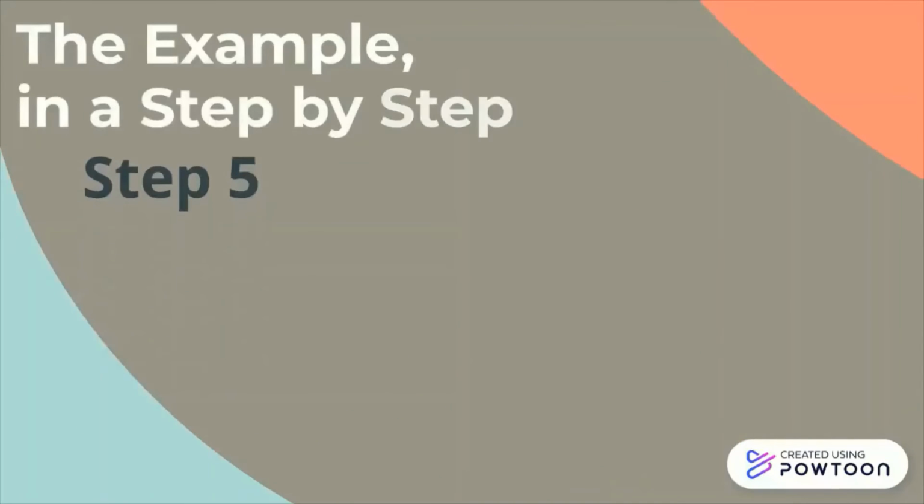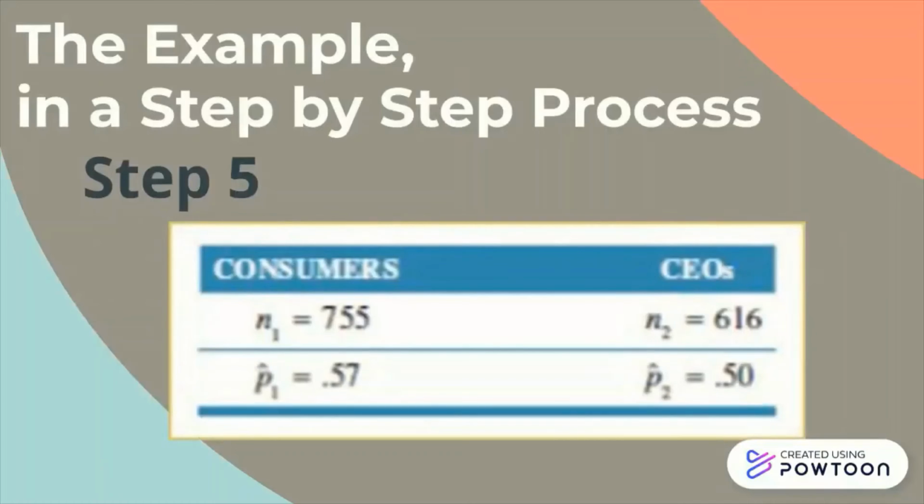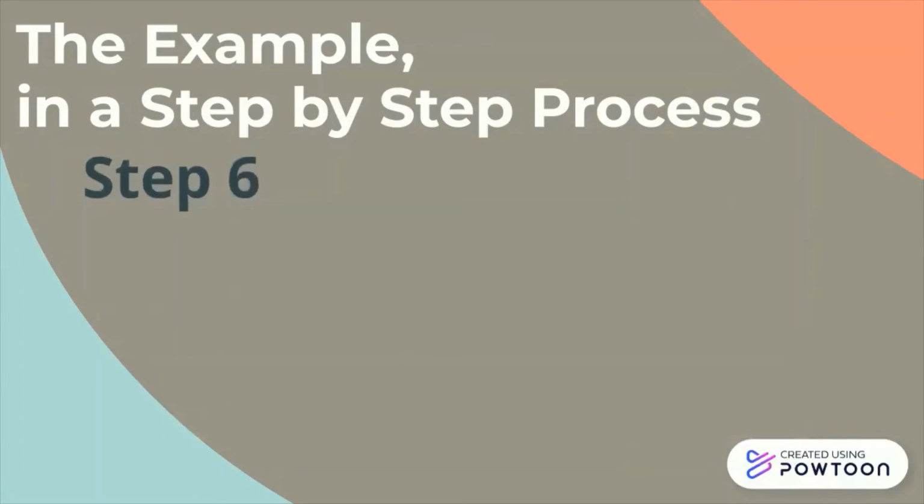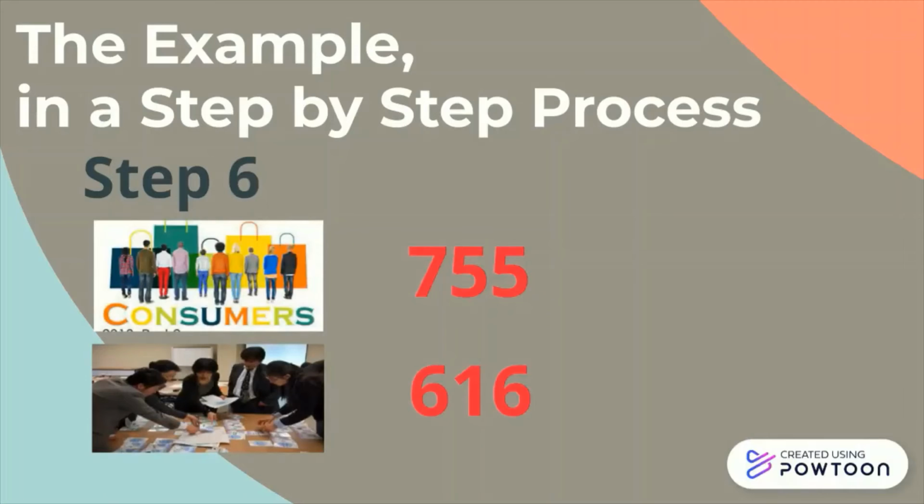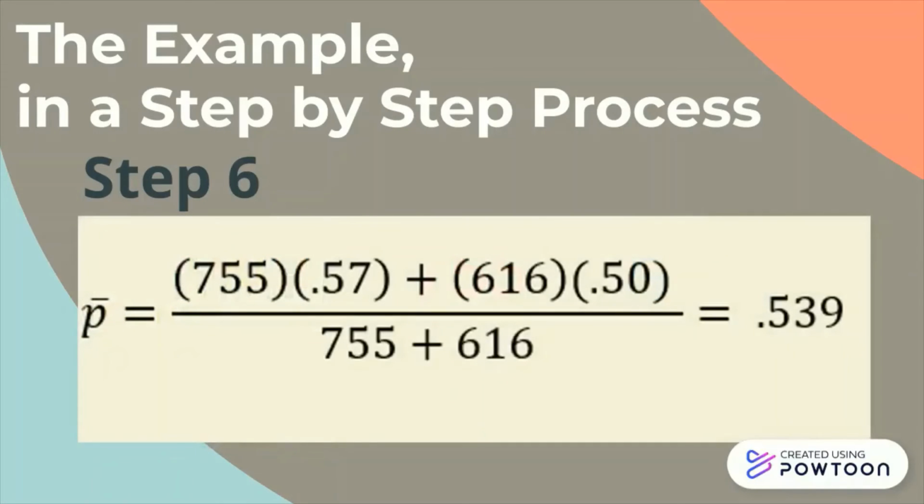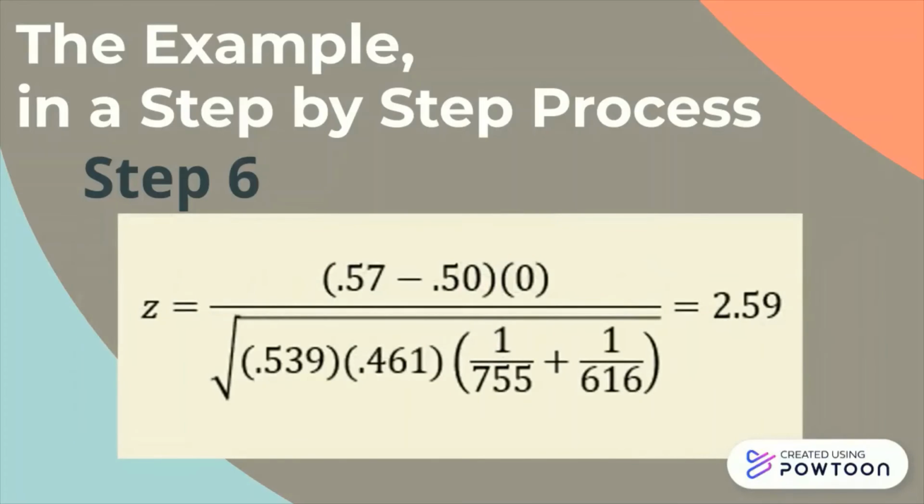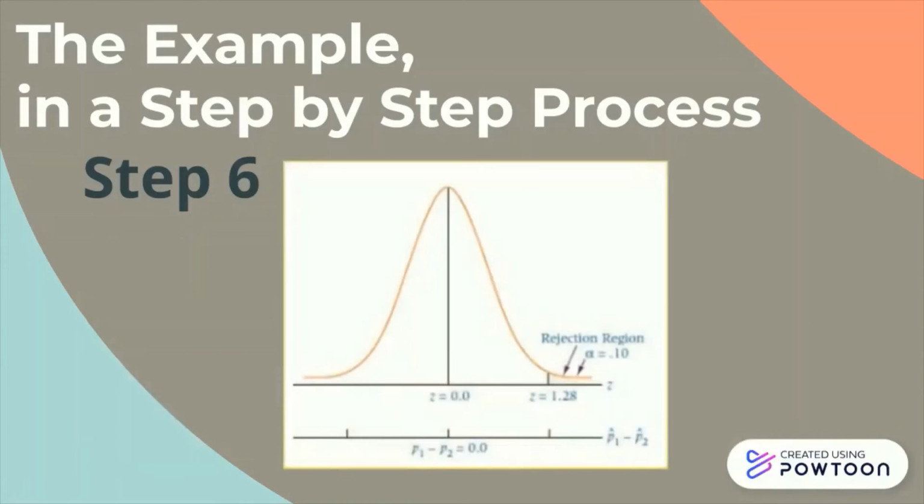Step 5. Gather data. Step 6. With all the available figures that we have, like the sample size of the consumers, the sample size of the CEOs, and the result of the surveys, and plugging those data into the formula, we can now make the calculation. And from there, we can identify the rejection region.